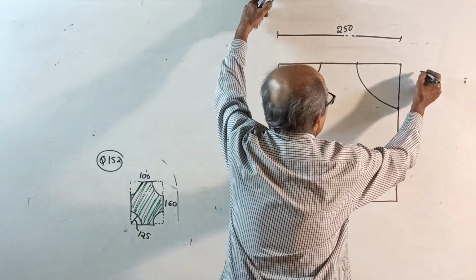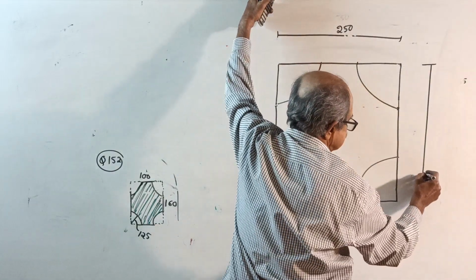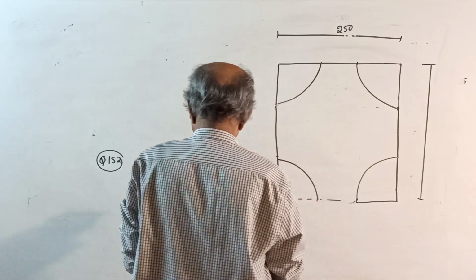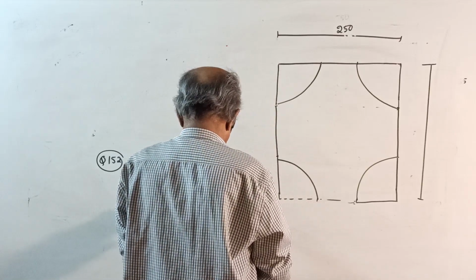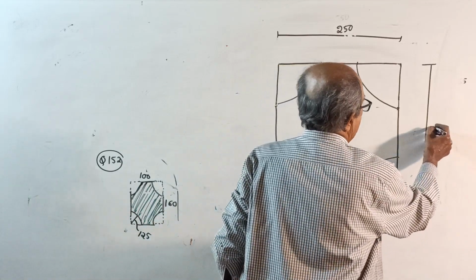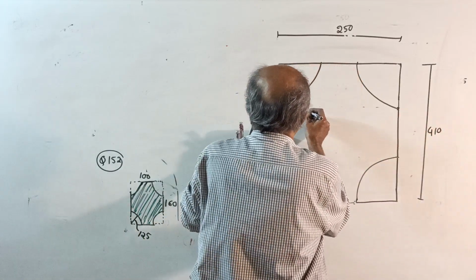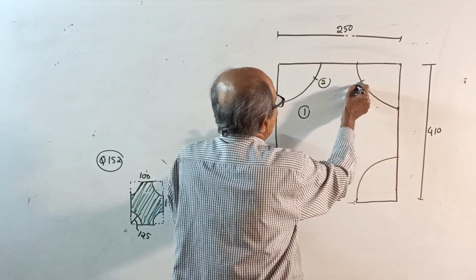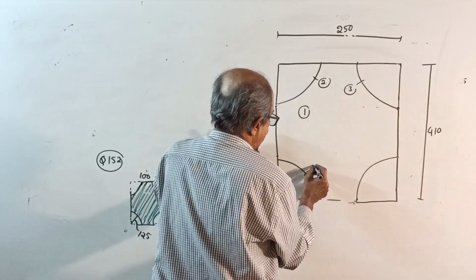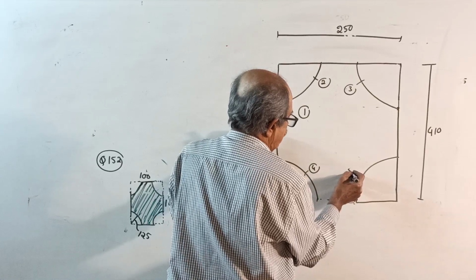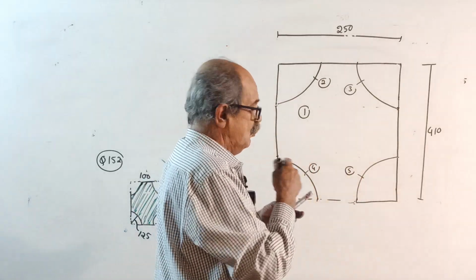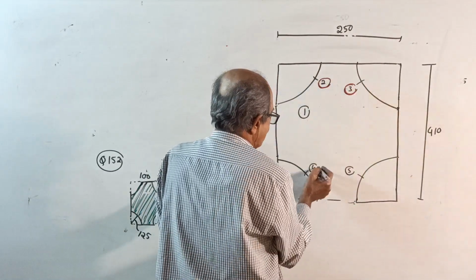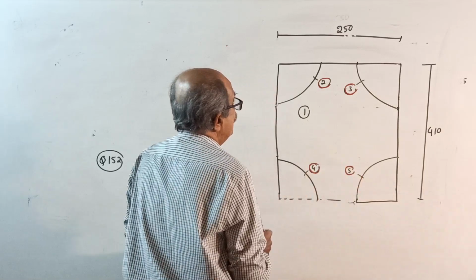See, over this total depth. Total depth is, I told, how much is it? 160 plus 125 into 2, 410. Okay. I will take this full rectangle as 1. This cutout is 2. This cutout is 3. This cutout is 4. This cutout is 5. Remember, 2, 3, 4, 5 are all cutouts. Now, first centroid.